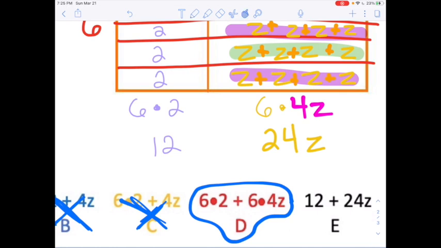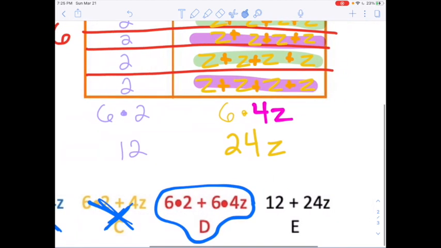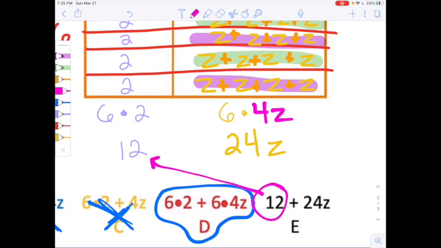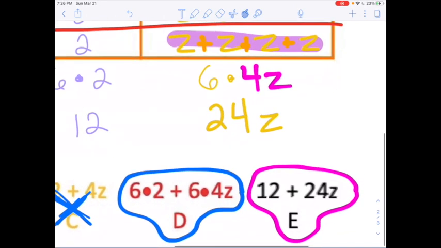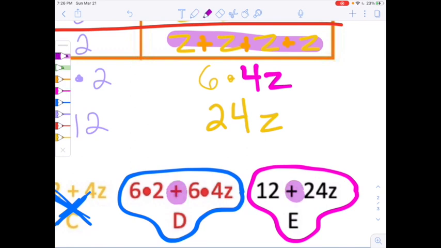So there's still one more option. Let's just double check how that last one's doing here. So it says 12. Oh yeah, hey look, there's 12. And 24 Z's. Yep, there's 24 Z's. So that means E is right as well. E is another way to write the sum expression. Remember, these are both sum expressions because they have a plus. They're connected by a plus.